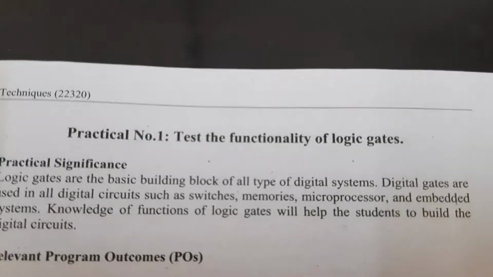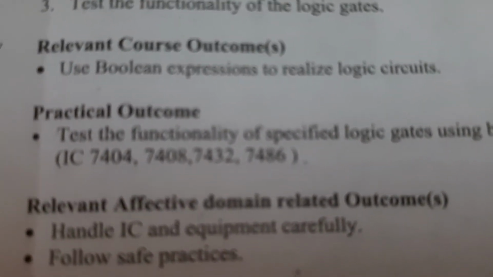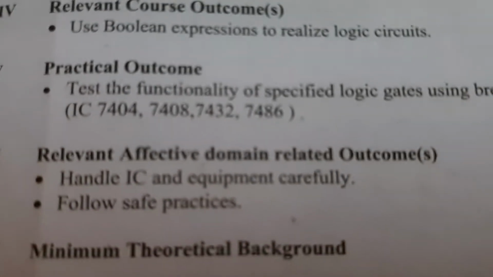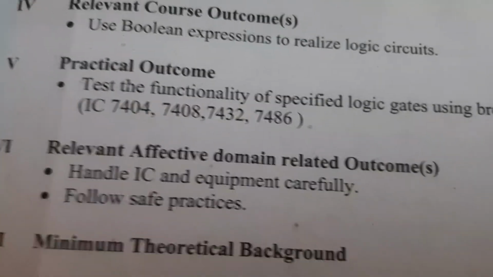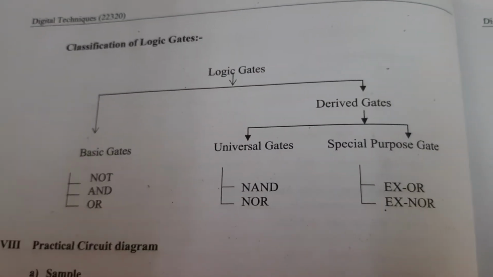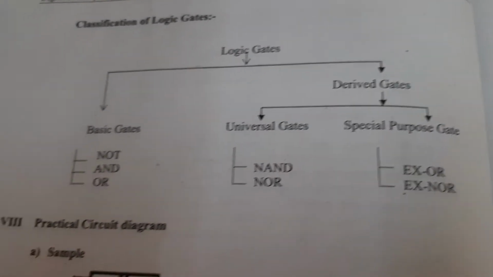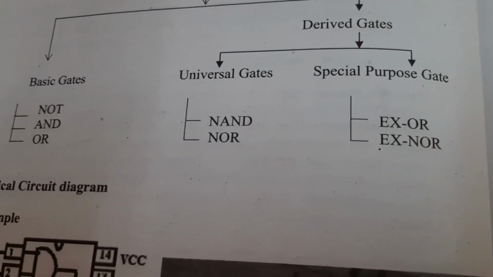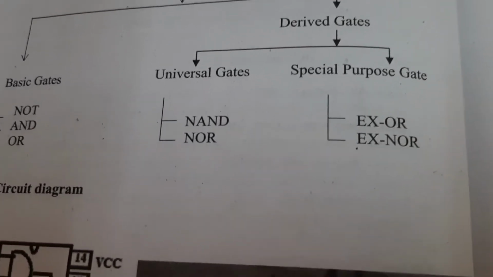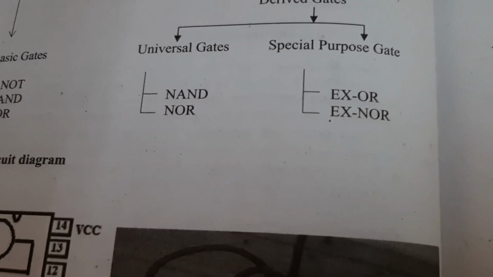digital logic gates. In this practical we will perform the testing of various ICs like IC 7404 NOT gate, 7408 the AND gate, 7432 OR gate, and IC 7486 the XOR gate. Gates can be classified as basic gates and derived gates. The basic gates are AND, OR and NOT. The derived gates are again classified into two parts: universal gates and special purpose gates. Universal gates are NAND gate and NOR gate, and special purpose gates are XOR and XNOR gate.